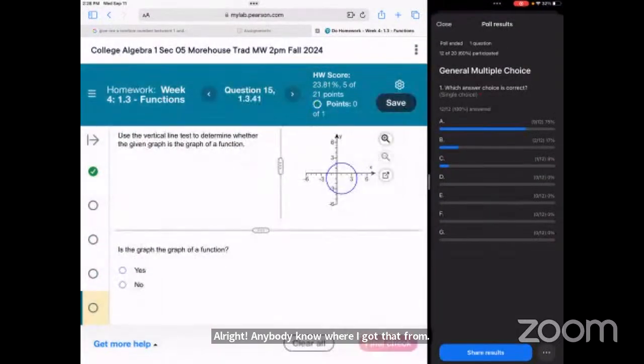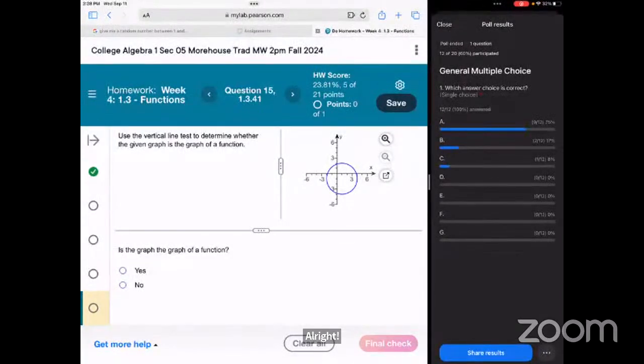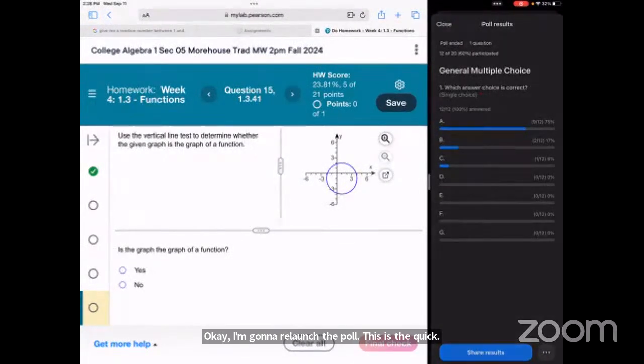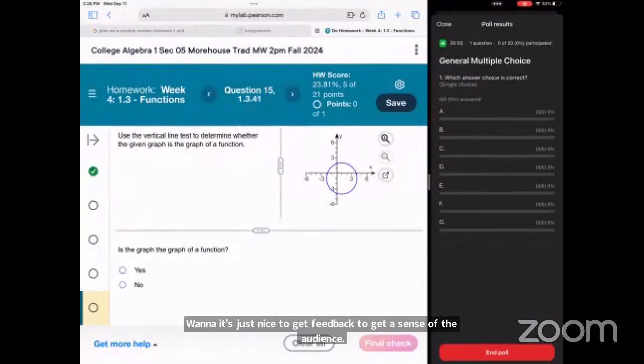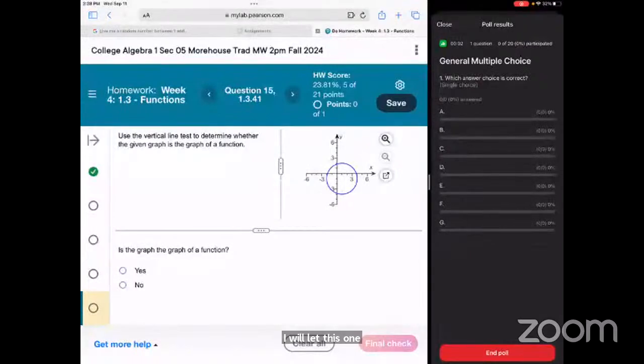Okay, I'm going to relaunch the poll. This should be quick. It's just nice to get feedback to get a sense of the audience. I will let this one ride. Just take a few seconds, at least 15. What do you think? Is it A, yes? Is it B, no? Okay, what do you think? Ooh, interesting.